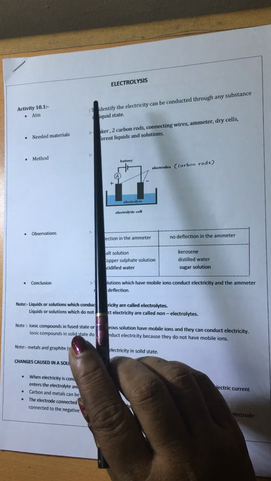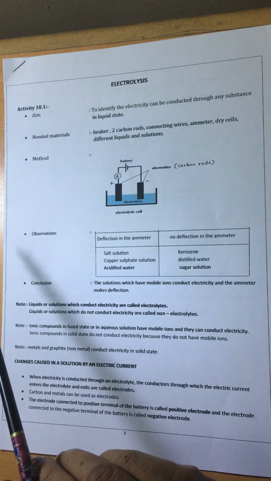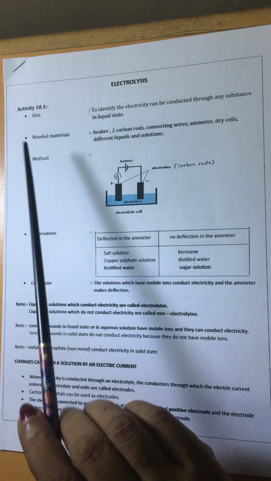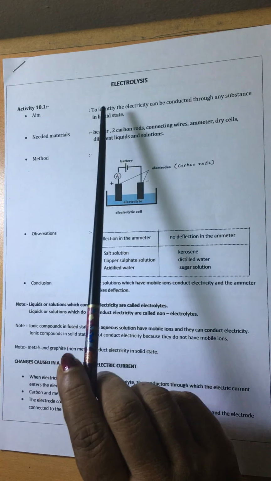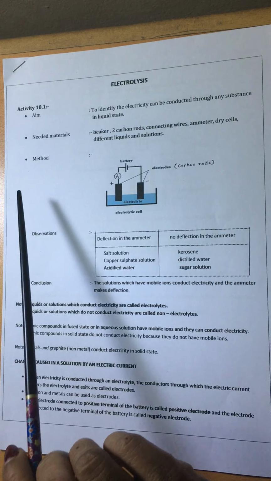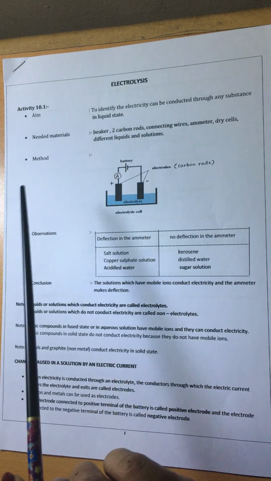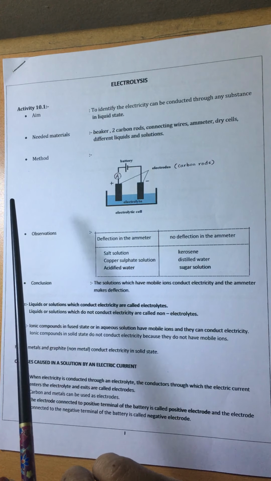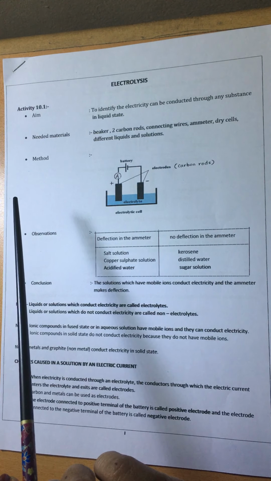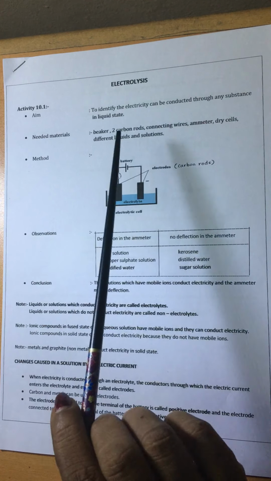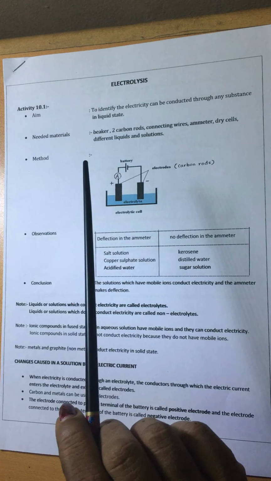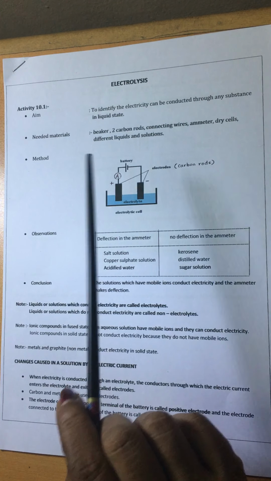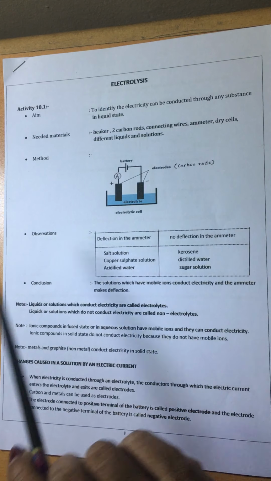Grade 9 Unit 10 Electrolysis. So first, initially we are going to do an activity about this electrolysis. First, the aim is to identify whether electricity can be conducted through any substances in liquid state. We are going to see whether the electricity can be conducted through a substance in liquid state or in solution.